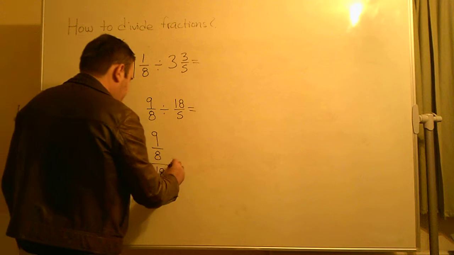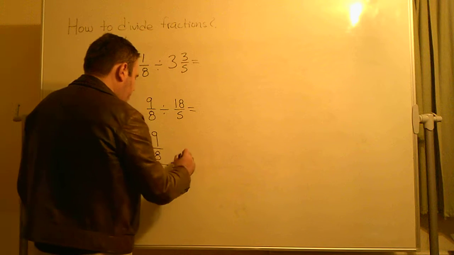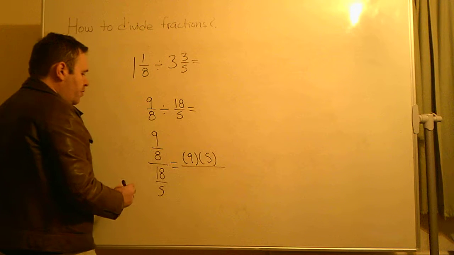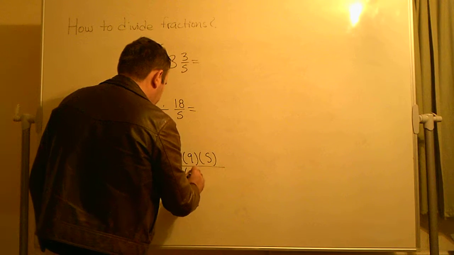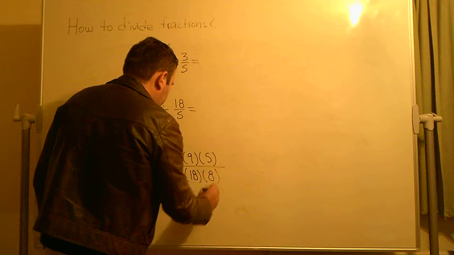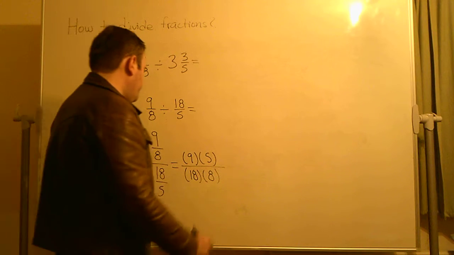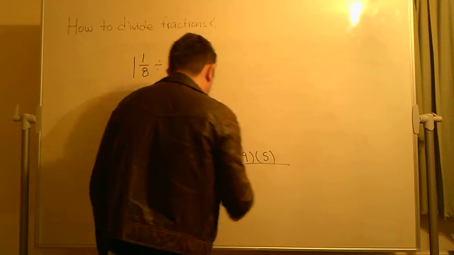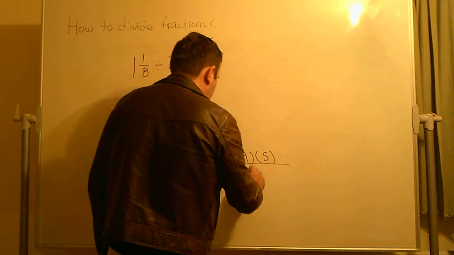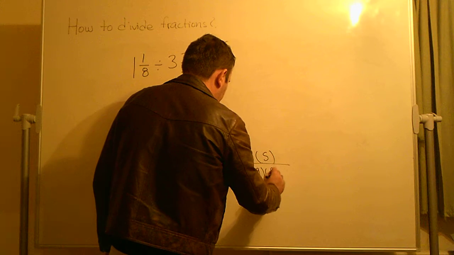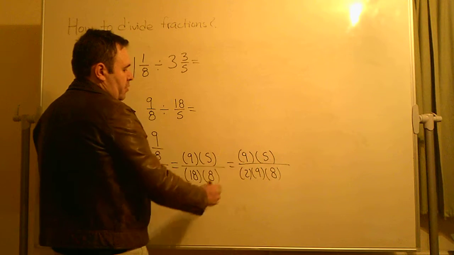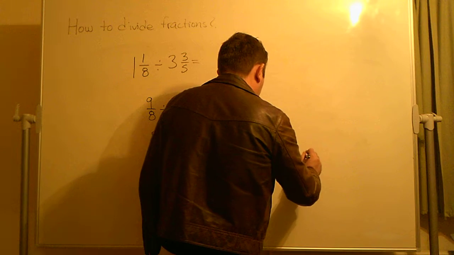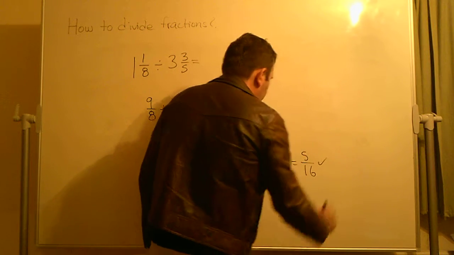18/5. So 9 times 5 is 45, or we're going to write it down like this, 9 times 5, and then we will have 18 times 8. Now, eighteen is 2 times 9, and then we would have the 8 that was already there. So 9 divided by 9 is 1, and then the final result would be 5/16.